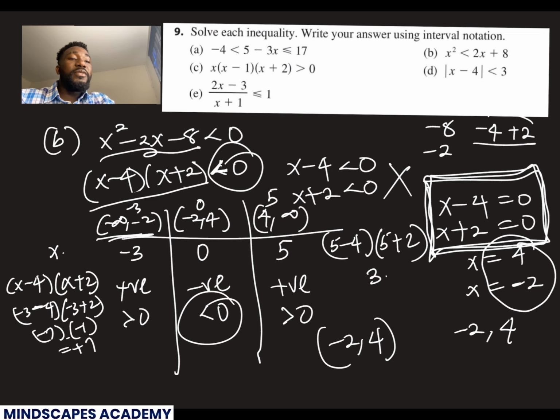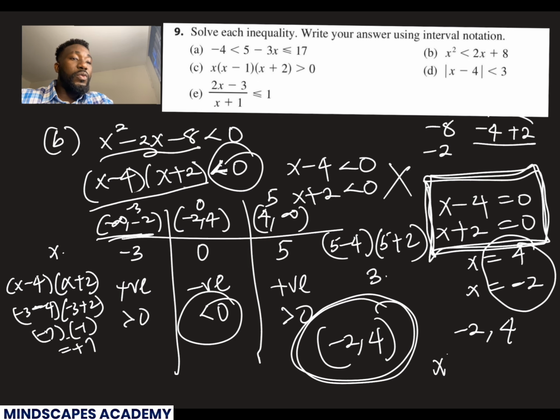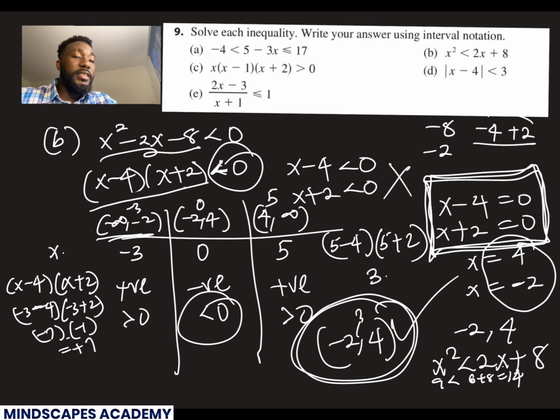So to check our solution, we have to do it this way. And we can see that the solution is between -2 and 4. If you plug in any number between -2 and 4, we will have x squared less than 2x plus 8. So let's say we plug in 3. 3 squared is 9. 3 times 2 is 6, 6 plus 8 is 14, and we can see that 9 is less than 14. So yes, this is our solution, and I hope you understand this aspect.